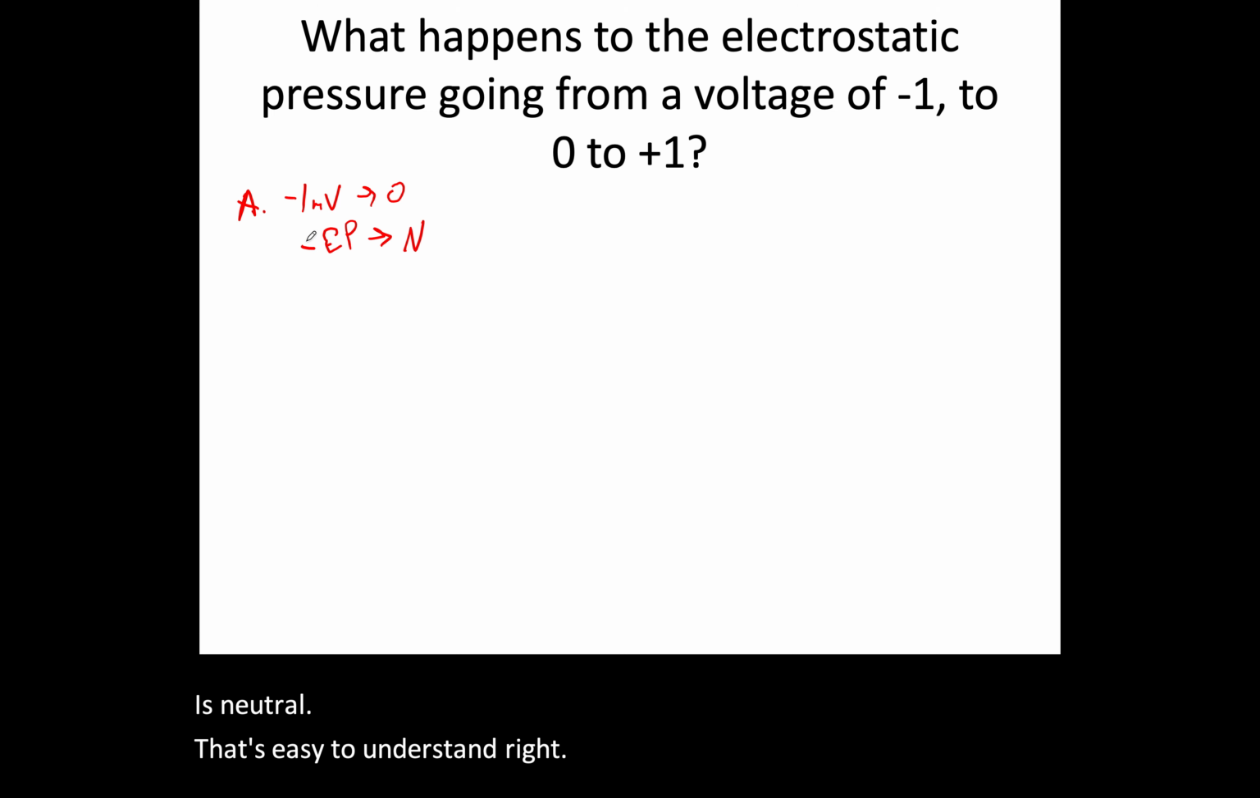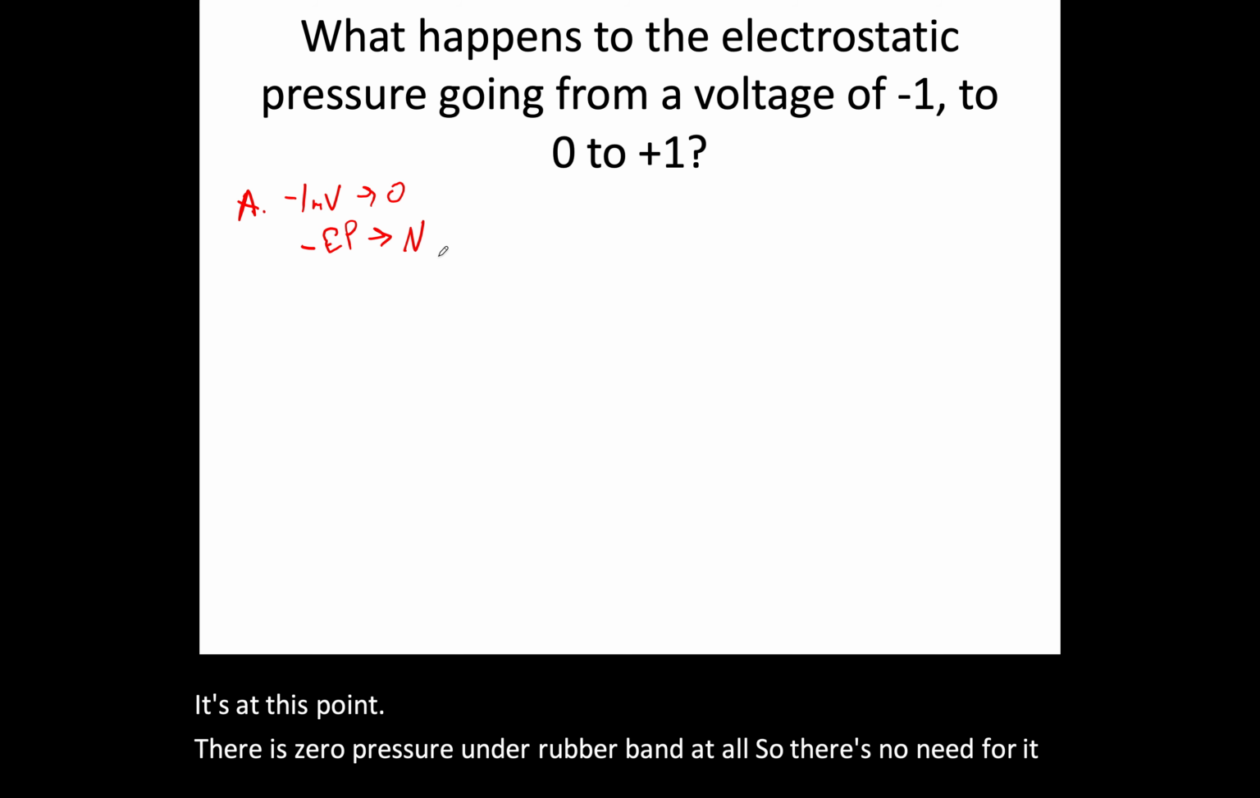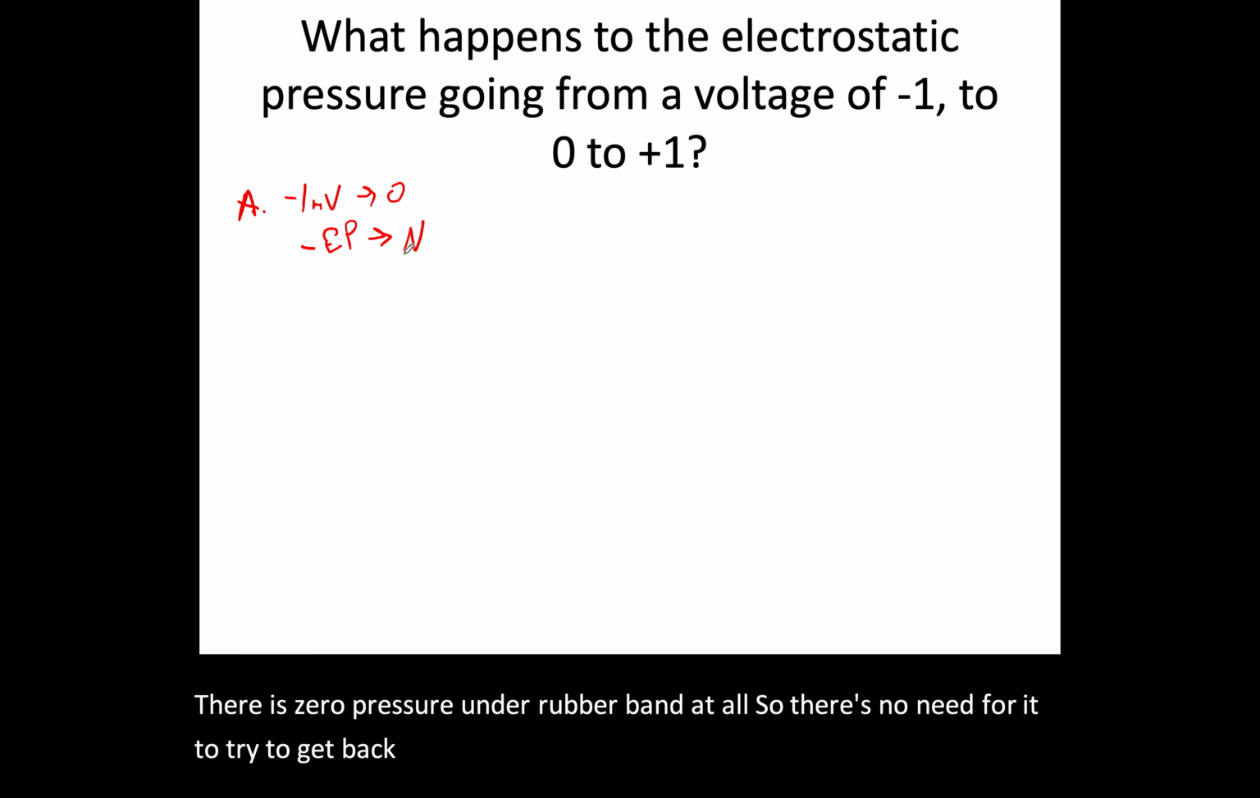It's like at this point, there is zero pressure on the rubber band at all. So there's no need for it to try to get back to any point because it is neutral. That's easy. Now, B.